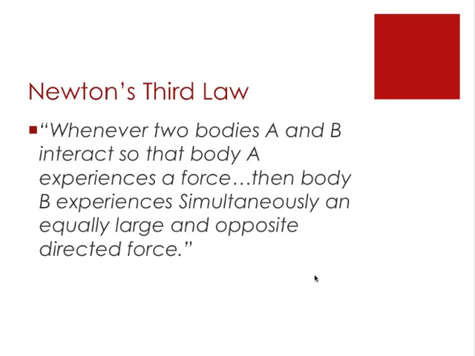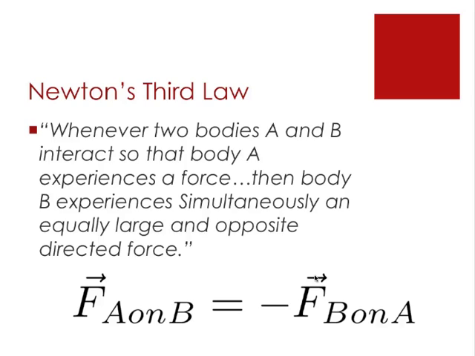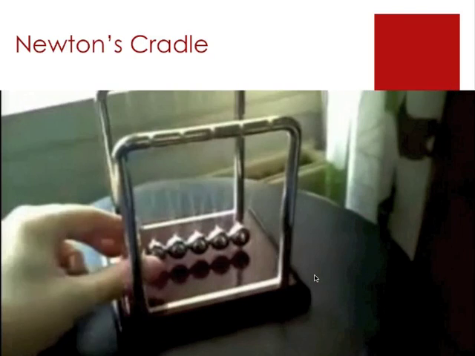Newton's third law can be posed in an arguably better way which avoids the ambiguities of the terms action and reaction. The book Physics, the Human Adventure by Holton and Brush redefined the third law as follows. Whenever two bodies A and B interact so that body A experiences a force, then body B experiences simultaneously an equally large and oppositely directed force. Or more simply put, the force of A on B has to equal the negative of the force of B on A.